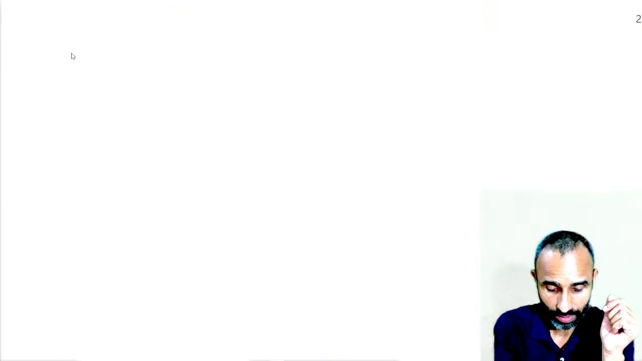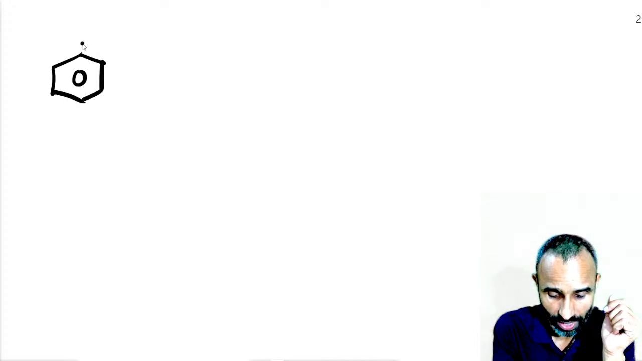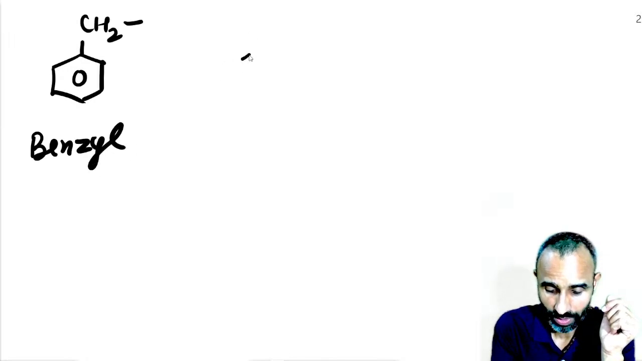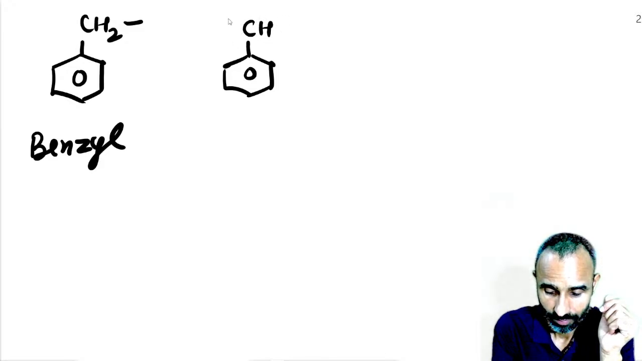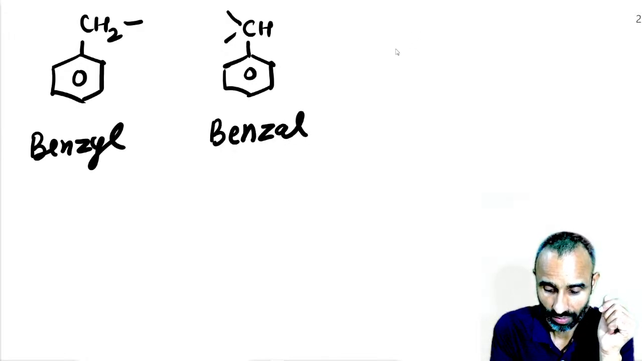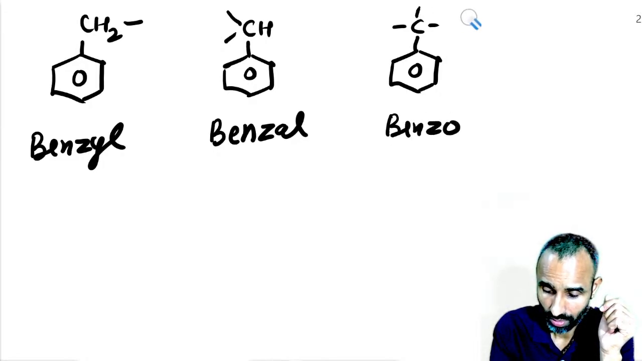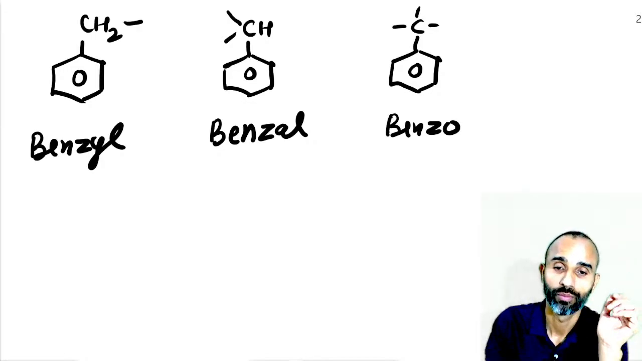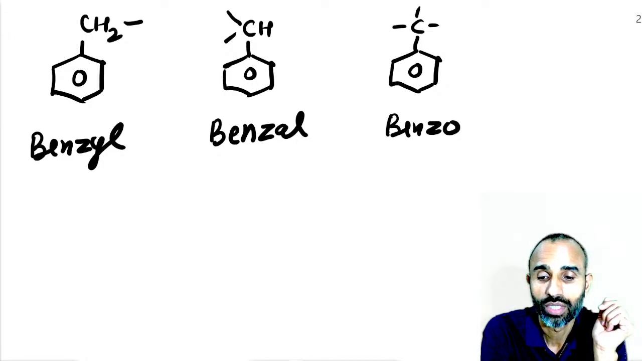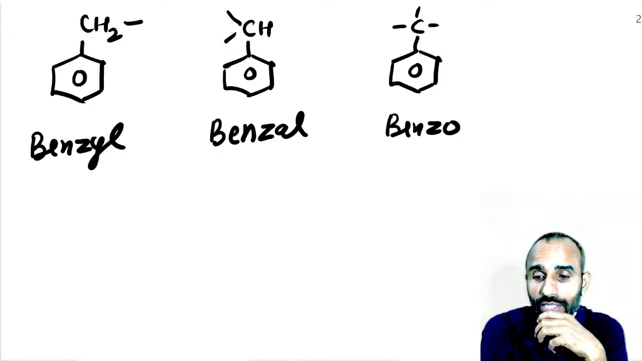Now see, this is benzyl. If we have this, it is called benzylic. And if all three hydrogens are replaced by some other group, that is called benzo. So this is benzyl, benzylic and benzo.